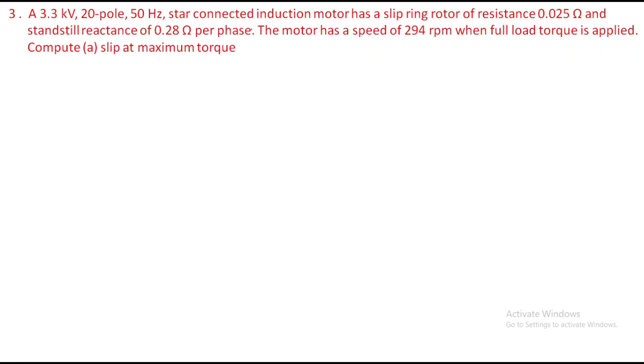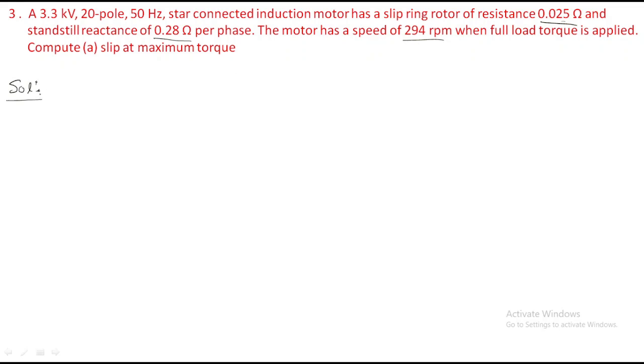Next we will discuss another problem, the last problem in this class: a 33 kV, 20 pole, 50 Hz star connected induction motor has a slip ring rotor of resistance 0.025 ohms and standstill reactance 0.8 ohms. The motor speed is 294 rpm when full load torque is applied. Compute the slip at maximum torque.